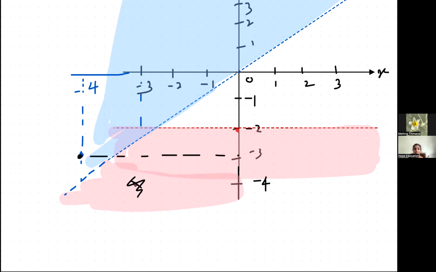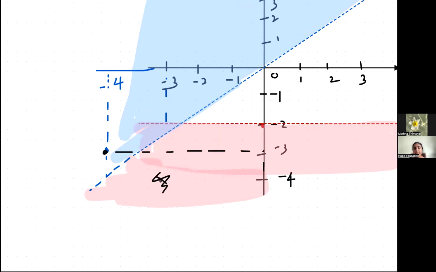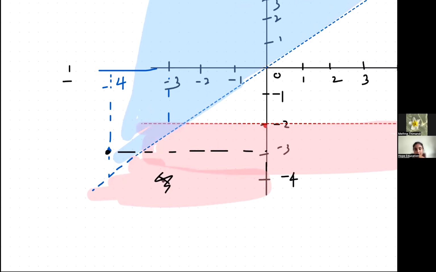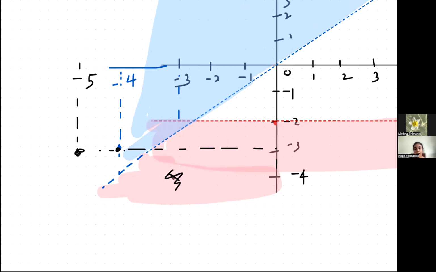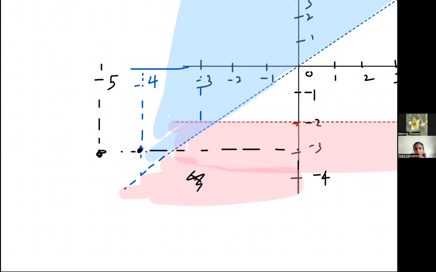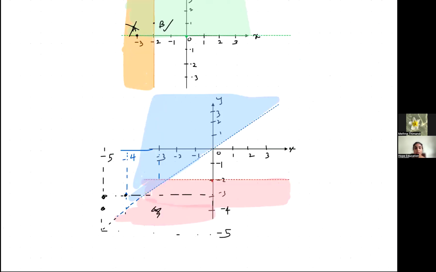Then what is the next point? Minus 5, minus 3. Yes, correct. Then next one. Minus 5, minus 4. So this would be minus 4. Yes, correct. Minus 5, minus 4 would be here. Wait. So that would be this one. Okay. Clear? Do you have any questions, Medna? No, teacher. Okay.